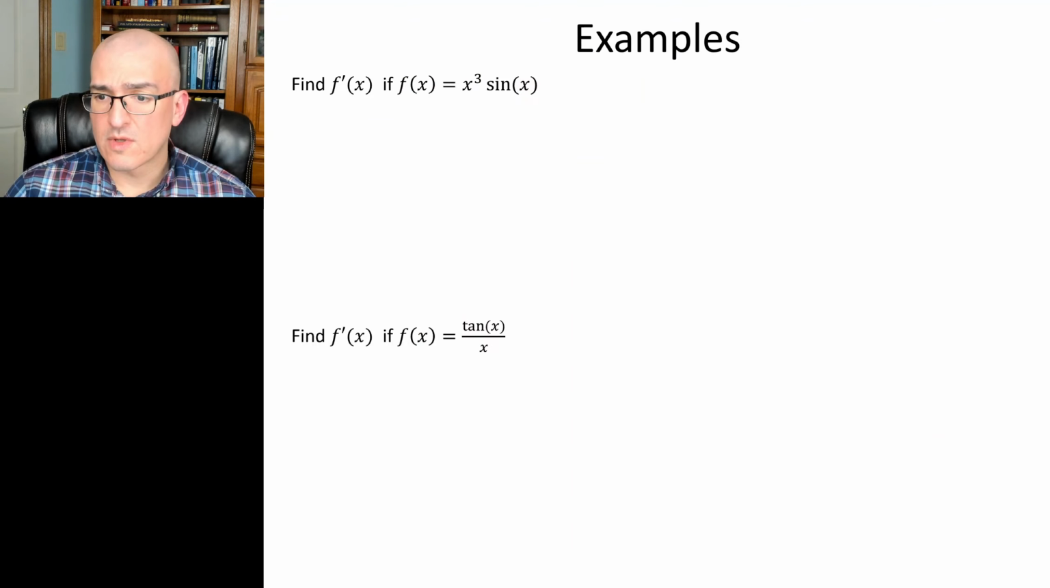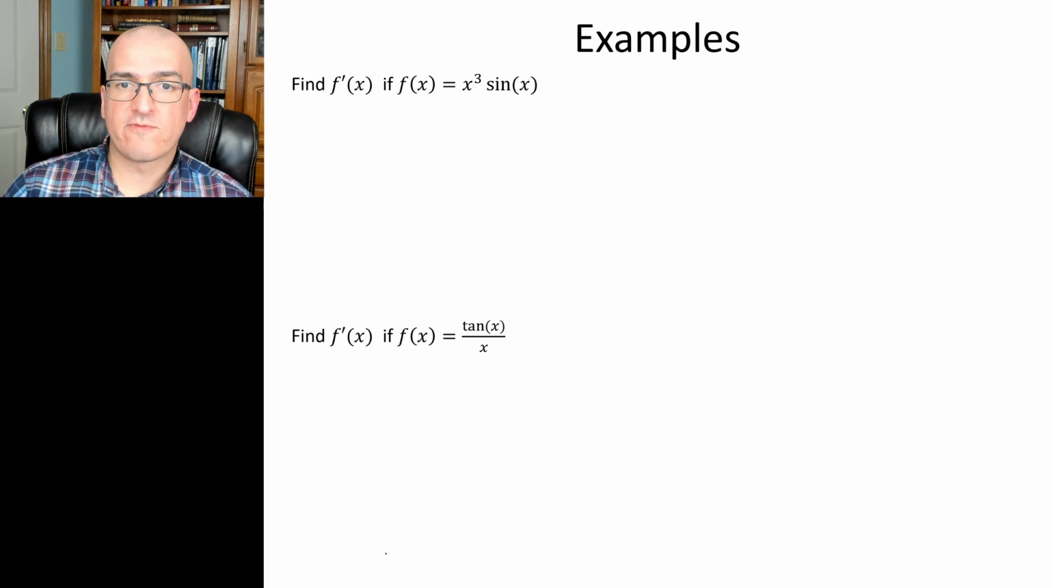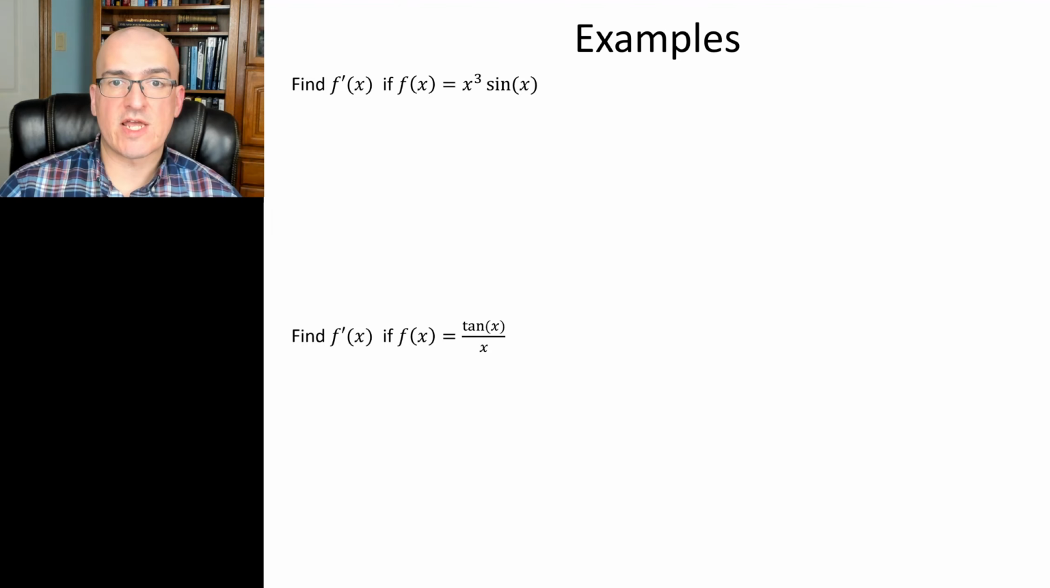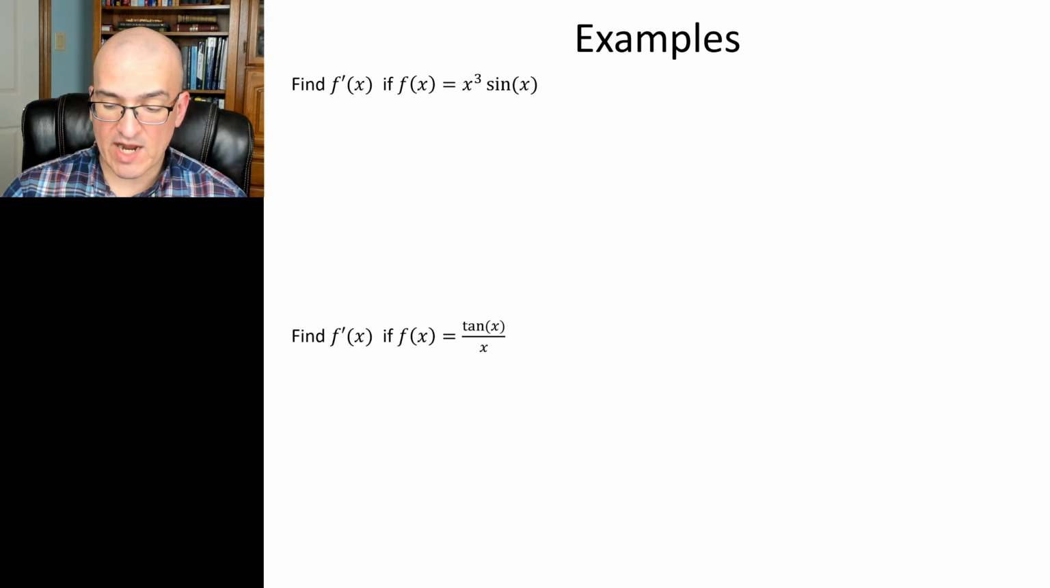All right, let's do some more complicated examples using our derivative formulas for the trig functions. So we're just going to take those as kind of definitions now. We're going to take them as a given that the derivative of sine is cosine, the derivative of secant is sec x tan x, and all the other ones.